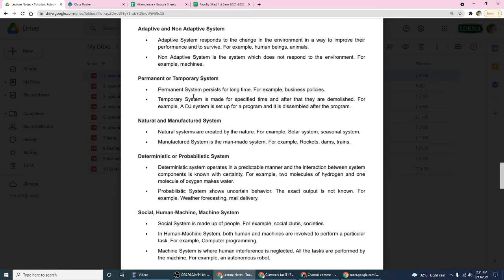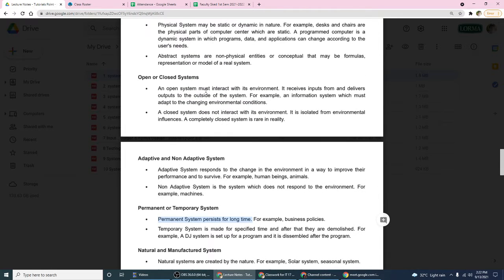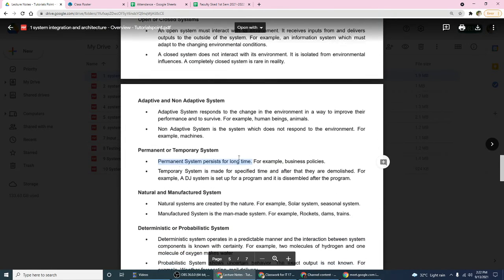Permanent and temporary system. A permanent system persists for a long time, for example, business policies. A temporary system is made for a specified time and after that it is demolished. So temporary systems have a limited time. For example, it is good only for 5 years, then after 5 years you have to develop another system. The permanent system is for the long term. Maybe this will be an open system.